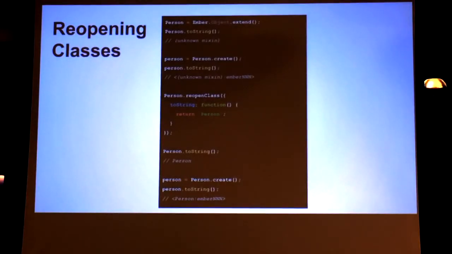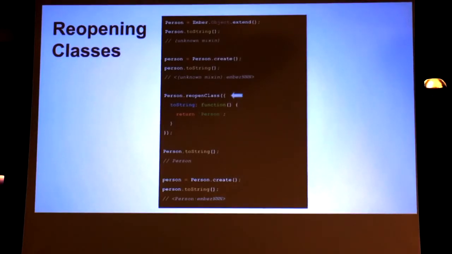So whereas previously, I showed that if you extend the class, you can add additional traits on the instance. But what if you wanted to add traits to the class itself? We can do that by reopening the class.